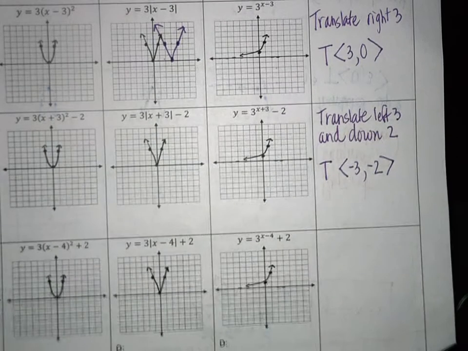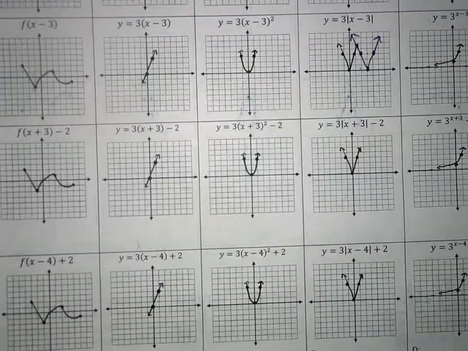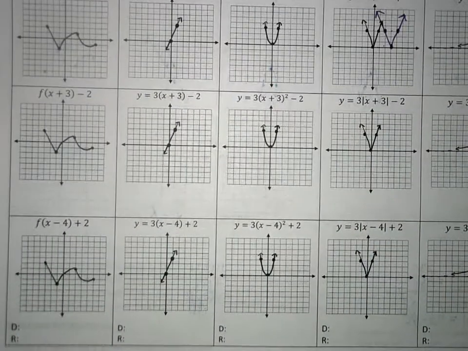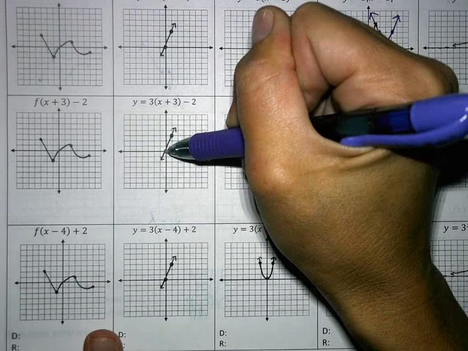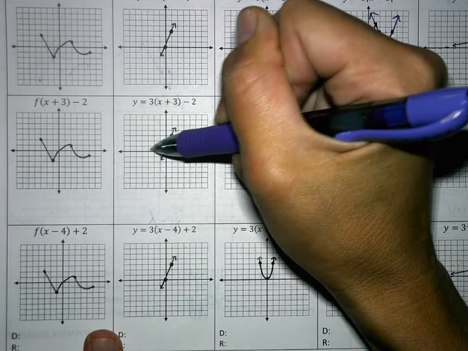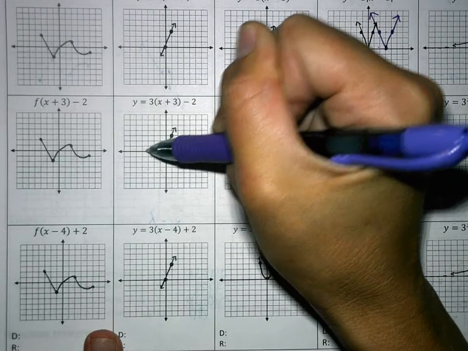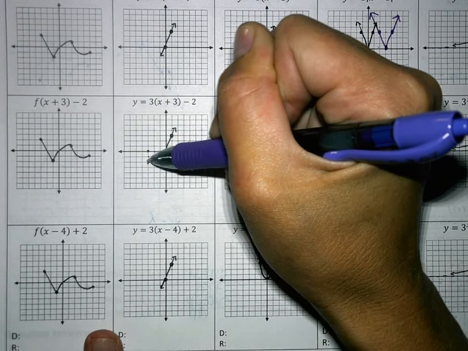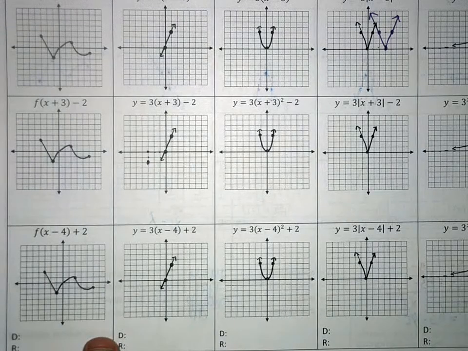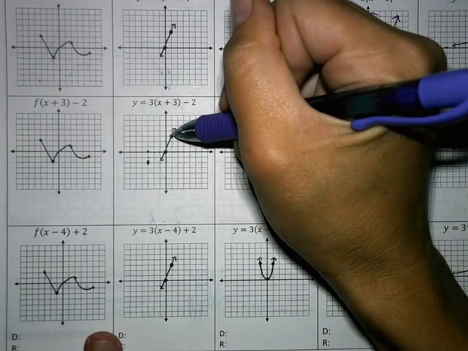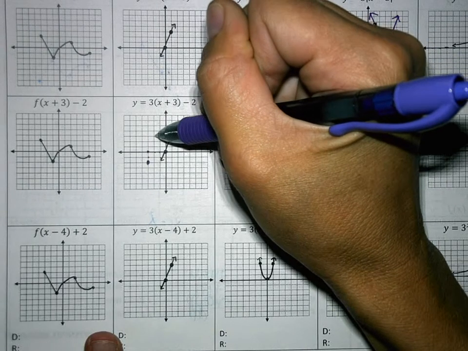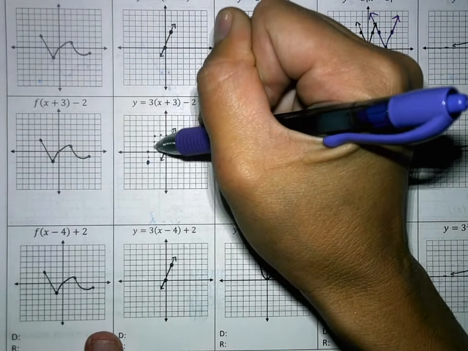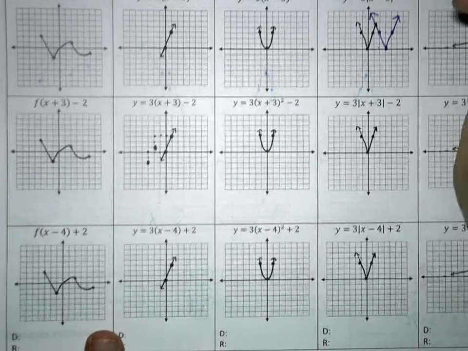All right, so let's start with the line and let's translate that. Starting with this point, I'm going to go left 3, 1, 2, 3, and down 2, 1, 2. I'm going to go up to this other point, and I'm going to go left 1, 2, 3, down 1, 2. And then draw my line.